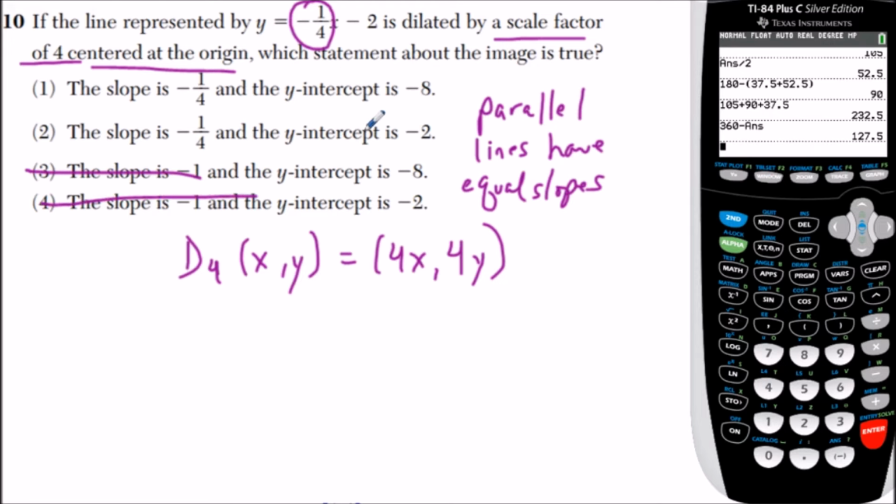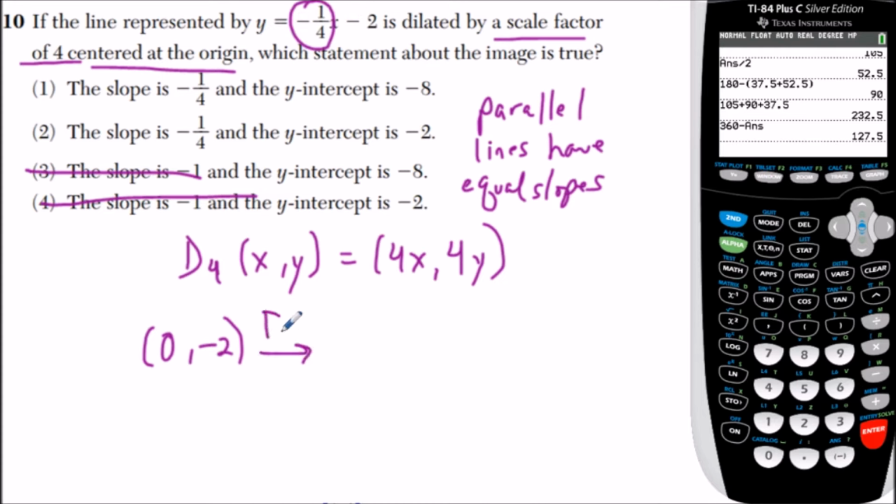But for the given line, before we dilate the line, the given line has a y-intercept of (0, -2). If you look, when we look at y equals mx plus b, the constant at the end is the y-intercept. So x is 0 and the y-intercept is -2. So if we were to dilate this by a scale factor of 4, that would send us to (0, -8), because we're just going to do 4 times 0, 4 times -2. But this tells you that the image, the y-intercept, is in fact -8, so we're going with choice 1 here.